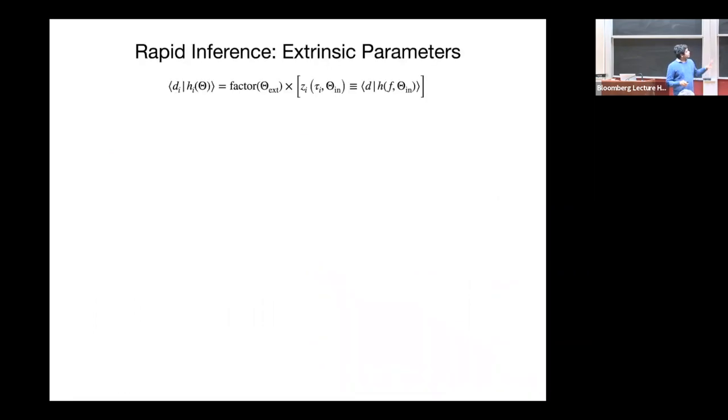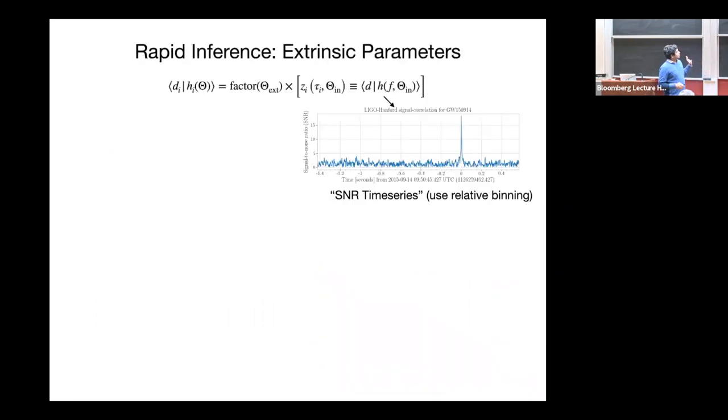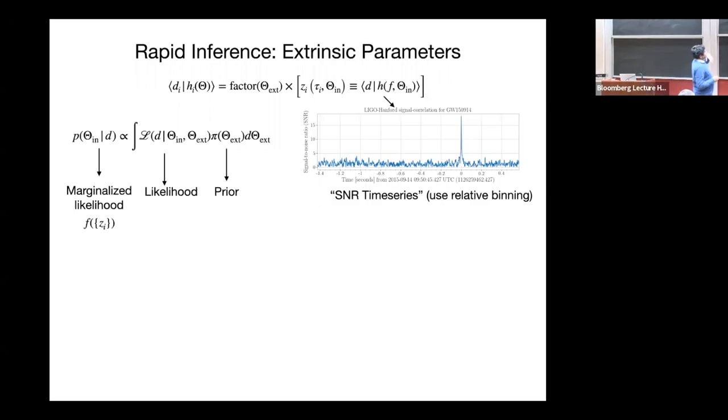And then the second thing, which is extrinsic parameters, is that we can see that once the intrinsic parameters factor out, there is a piece that depends on the intrinsic parameters, which you don't have control over. But then there is an extrinsic parameter piece, which does not require you to evaluate the waveform again and again. So essentially you can avoid passing that to your Markov chain Monte Carlo sampler. So sample only the intrinsic parameters.